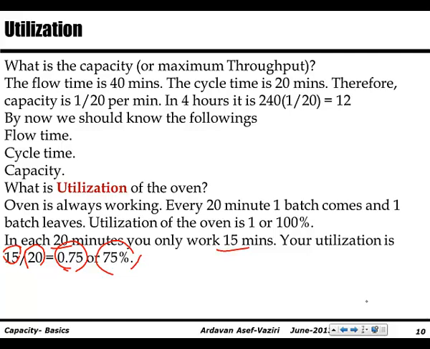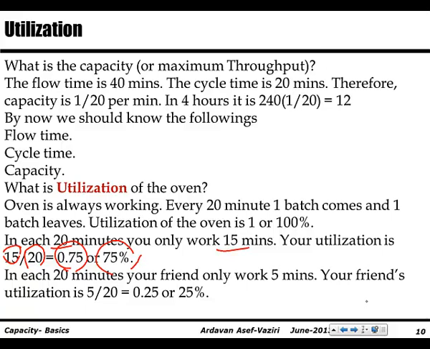In each 20 minutes where the oven is working at full capacity and you are working at 75% of capacity, your friend only works 5 minutes. Therefore, for your friend, utilization is 5 divided by 20, which is 25% or 0.25.